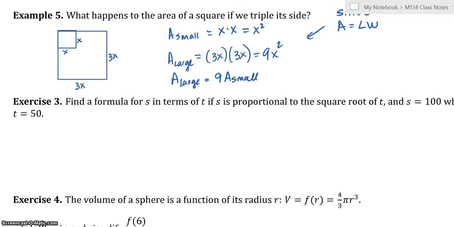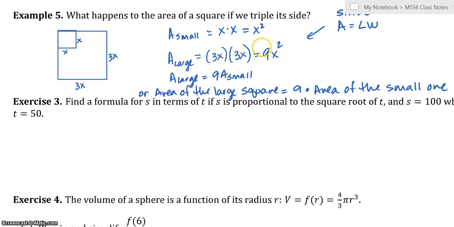Area of large is 9 times the area of small, or you could say in words, the large is 9 times that of the small. So here is the answer. There it is right there. Let's try another one. Exercise 3.